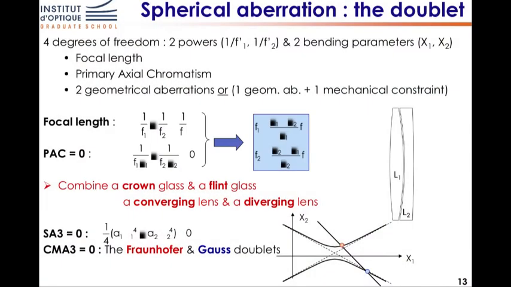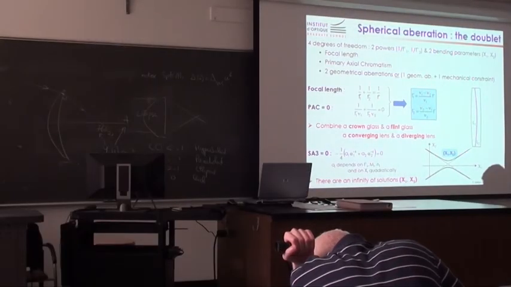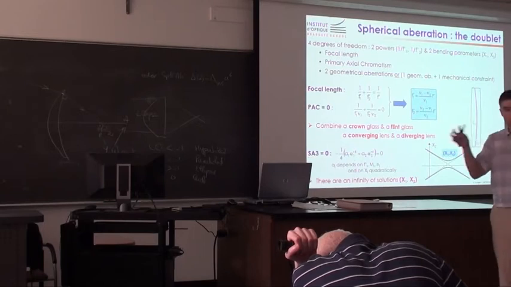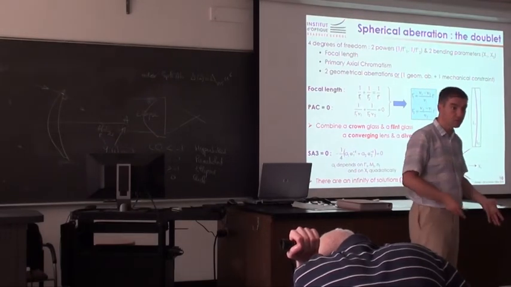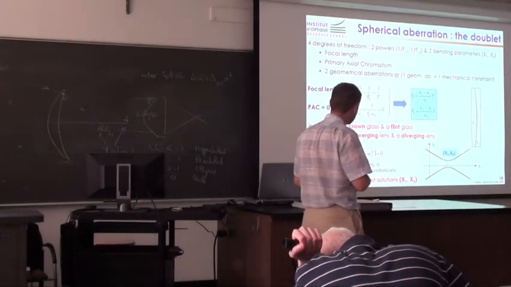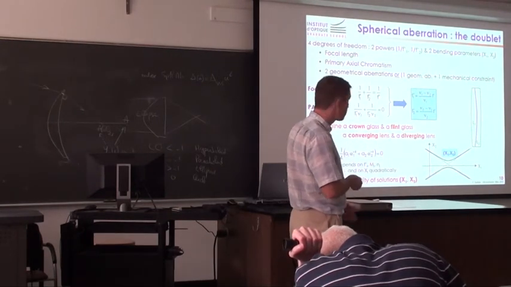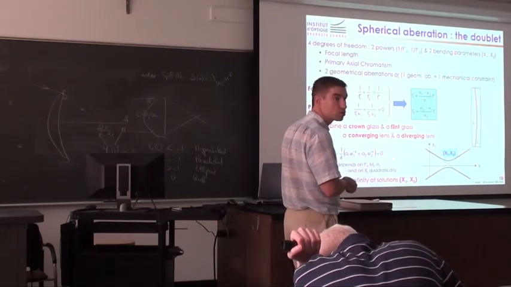Now, you can buy a doublet, but it doesn't kill spherical aberration of the third order because it's not automatic. If you want to kill spherical aberration of the third order, you need to fulfill another equation, namely that the sum of the two wave aberrations associated with spherical aberration on each individual lens should compensate such that in the end it's equal to zero. So minus 1/4 of A1 alpha prime 1 to the power 4 plus this term for the lens 2 is equal to zero.